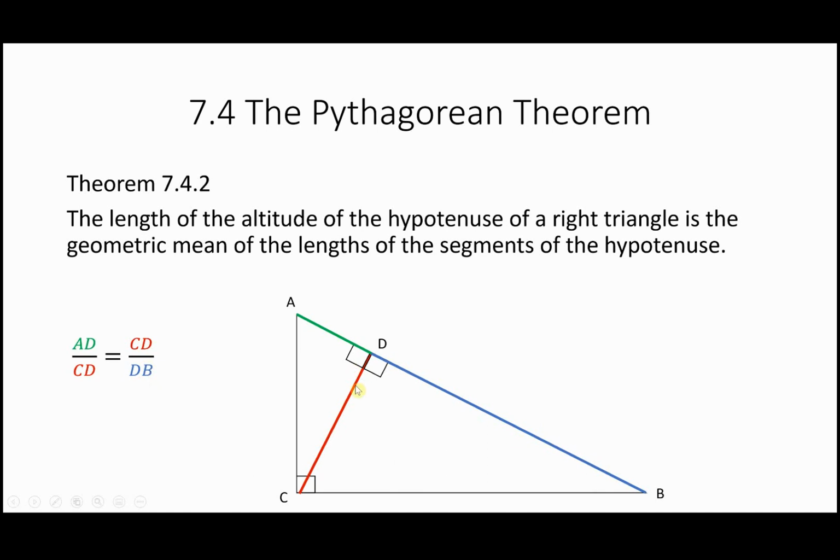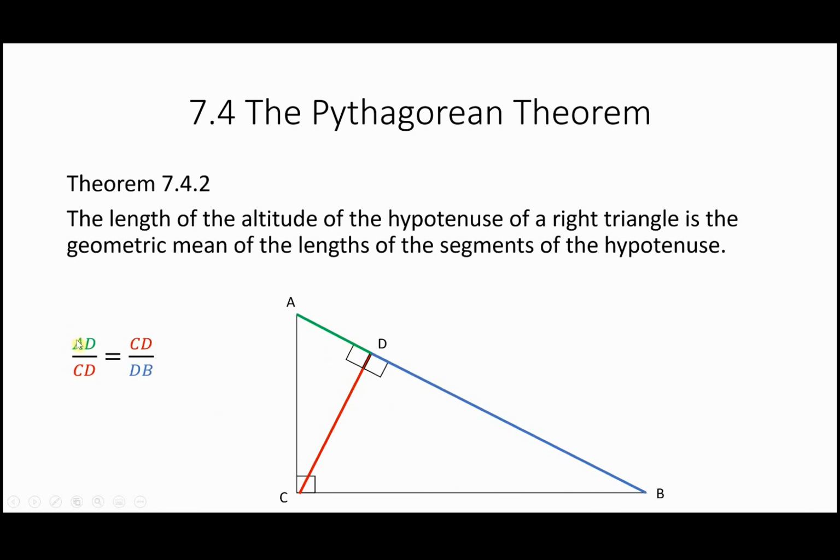So what this theorem is stating is that there's a relationship between the altitude and the segments of the hypotenuse that come about with the incorporation of this altitude, because the altitude has to meet the hypotenuse at some certain point in order for it to be perpendicular to the hypotenuse itself. So the location of D, right, on the line segment AB, the hypotenuse, cuts the hypotenuse into two distinct segments.